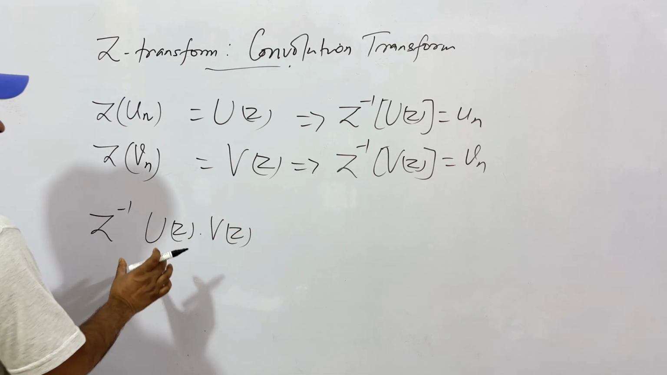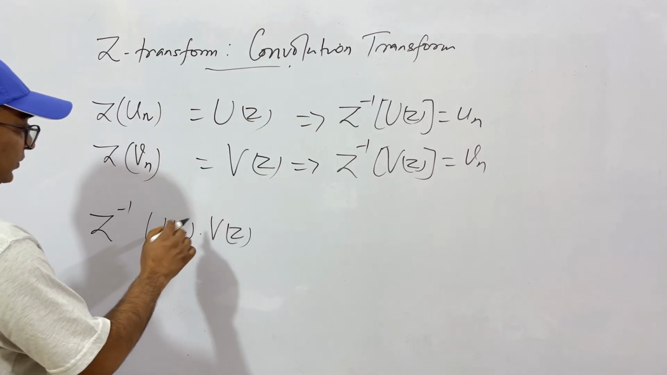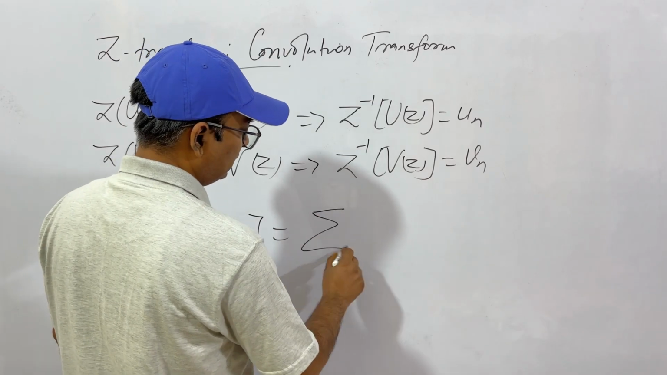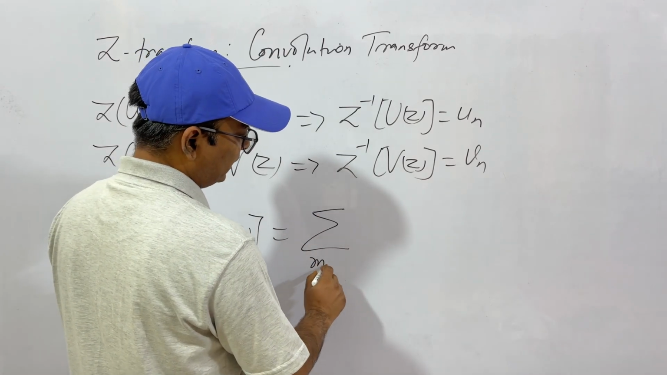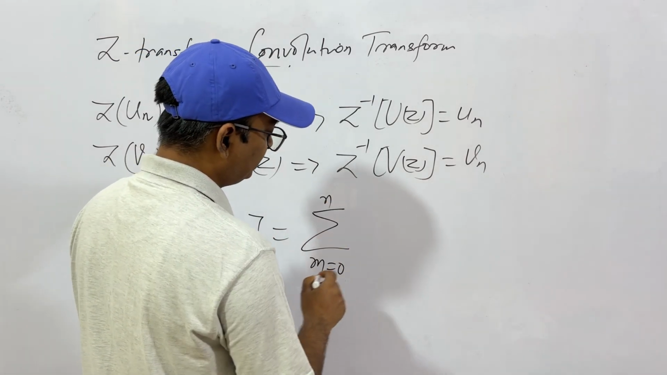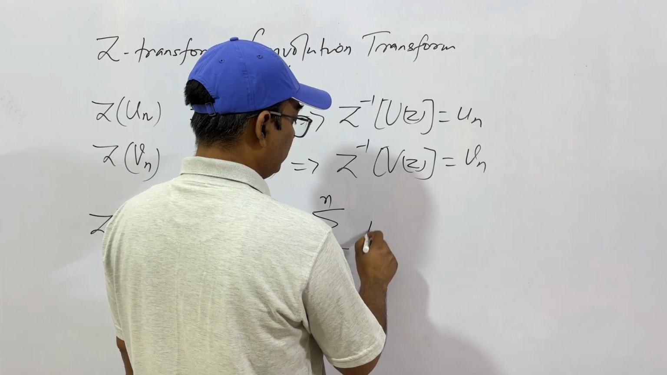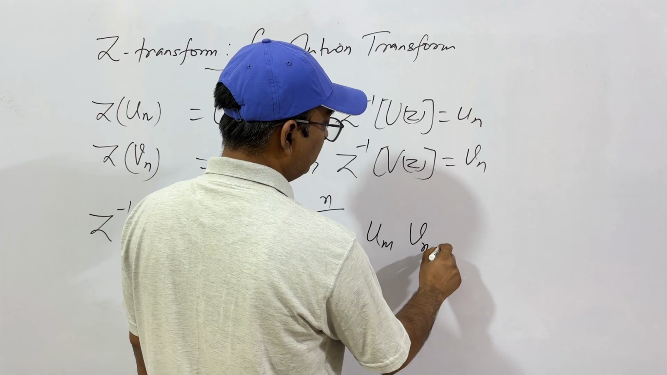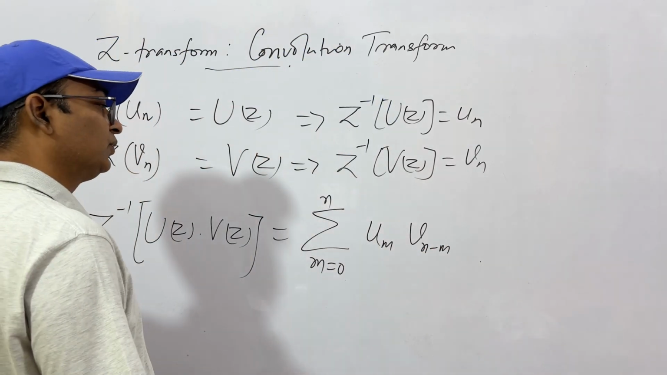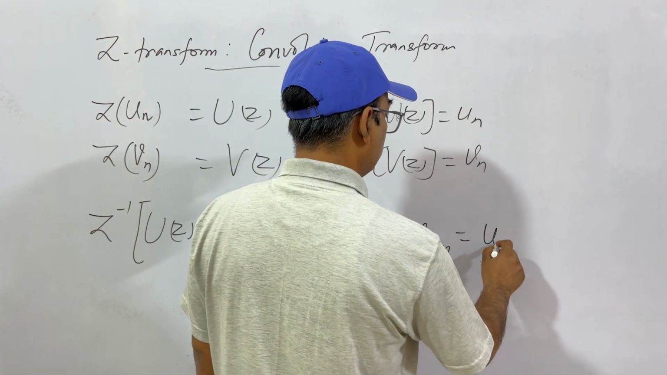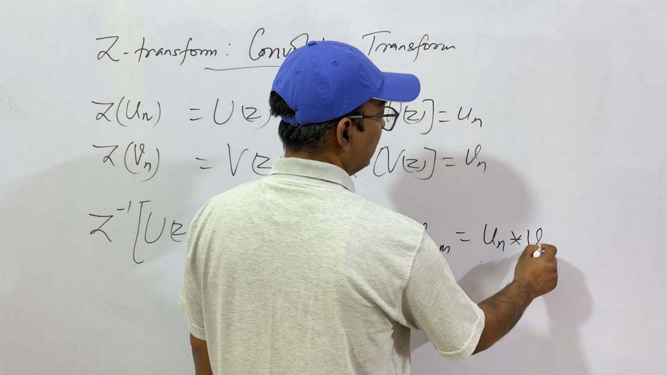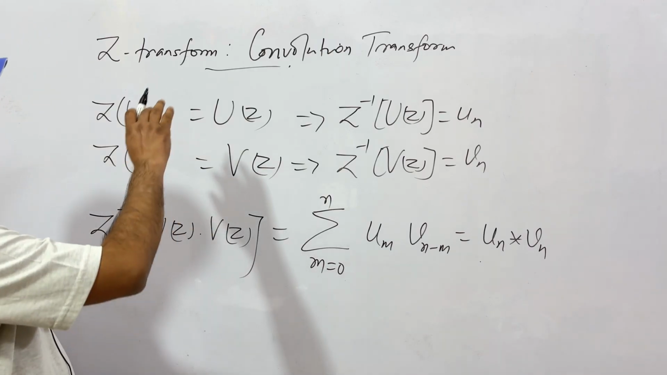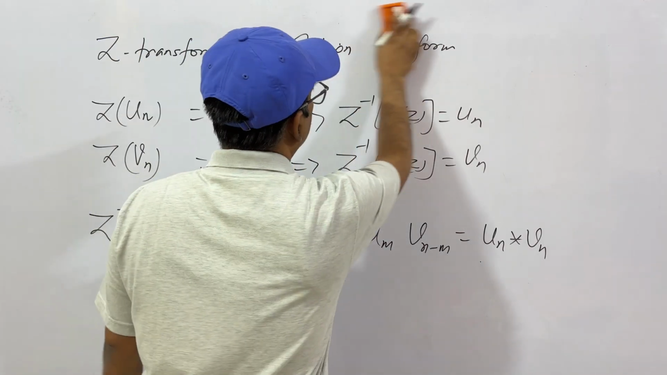In this condition, if we have to take Z inverse of U(z) into V(z), that is, a function which can be considered the product of two functions of z, then the inverse is the summation from m equal to 0 to n of u(m) v(n minus m). This is written as u(n) convolution v(n). This sign is convolution. Clear?